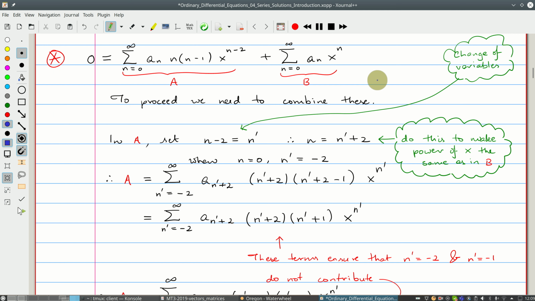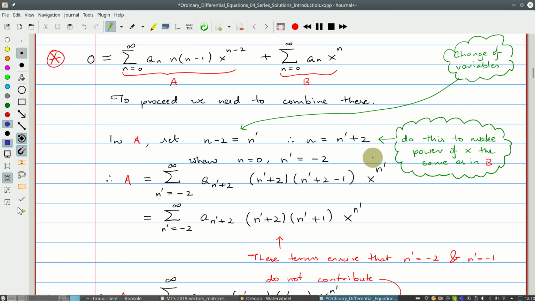So the new sum, the A term, now gets written as the sum over n prime, where n prime goes from minus 2 to infinity. Where we had a_n, because n is n prime plus 2, we replace it with a of n prime plus 2. Where we had n, we get n prime plus 2. Where we had n minus 1, we get n prime plus 2 minus 1. And then we have x to the n minus 2. Well, guess what? n minus 2 by definition was n prime, so it becomes x to the n prime. And I hope you can now see where we are heading.